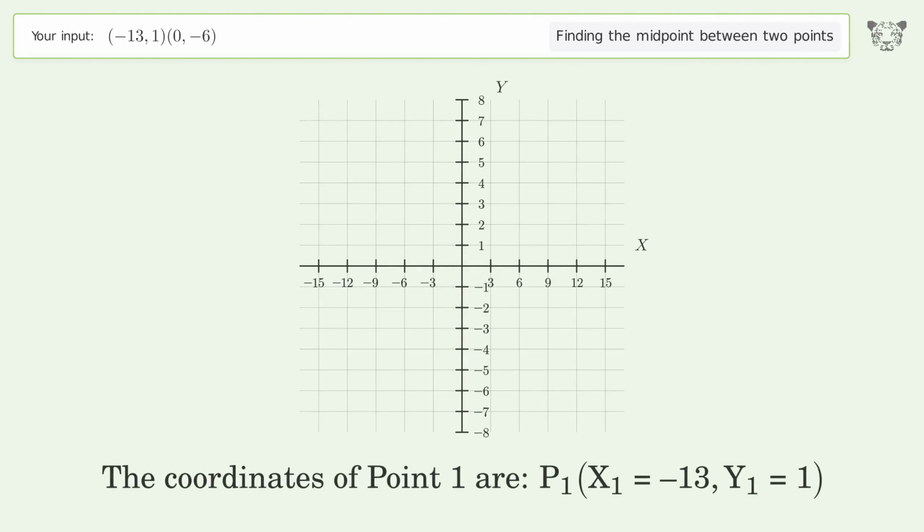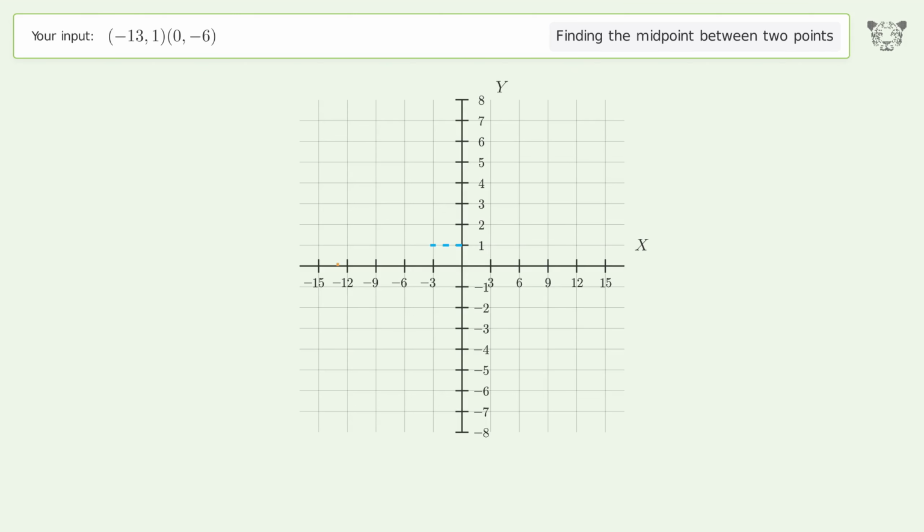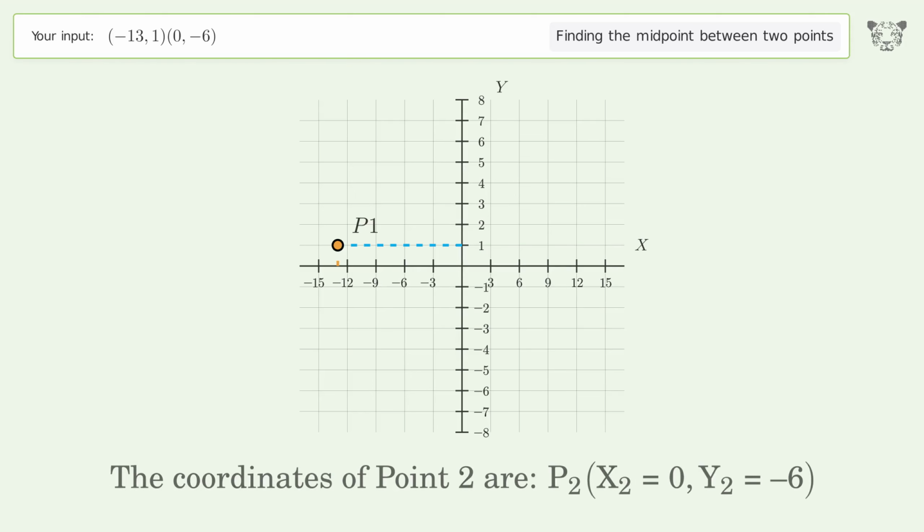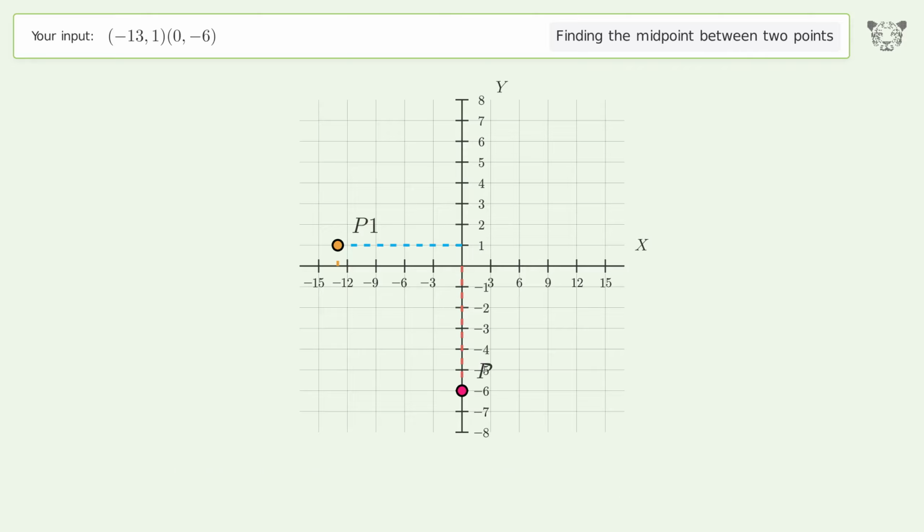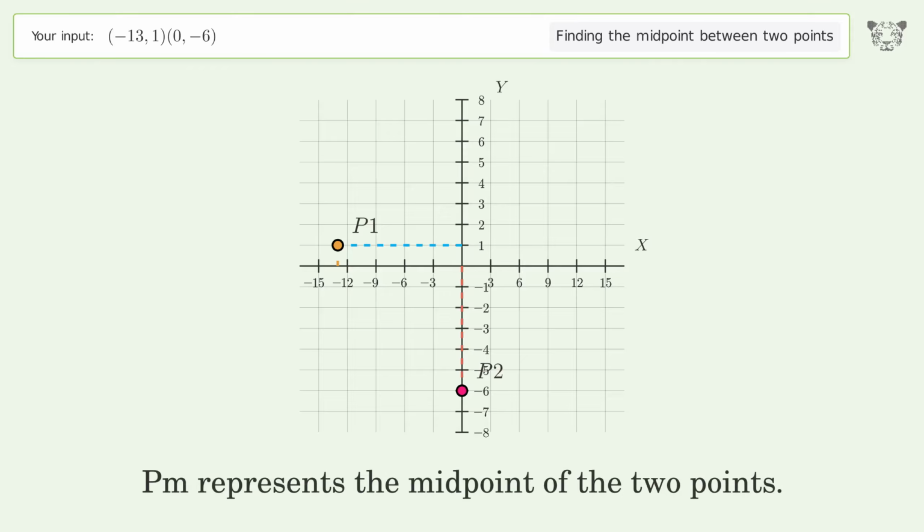The coordinates of point 1 are x1 equals -13, y1 equals 1. The coordinates of point 2 are x2 equals 0, y2 equals -6. PM represents the midpoint of the 2 points.